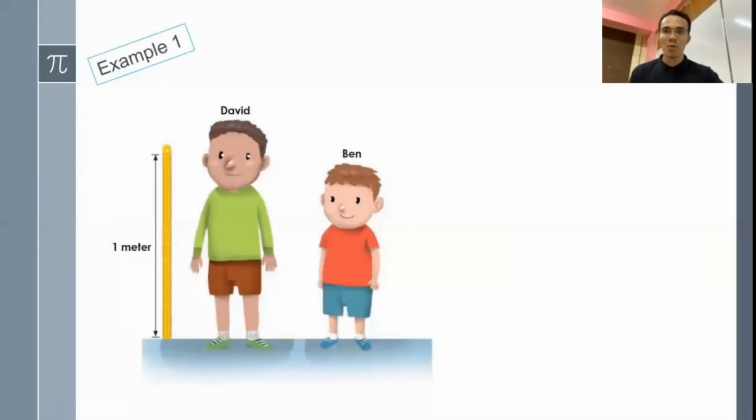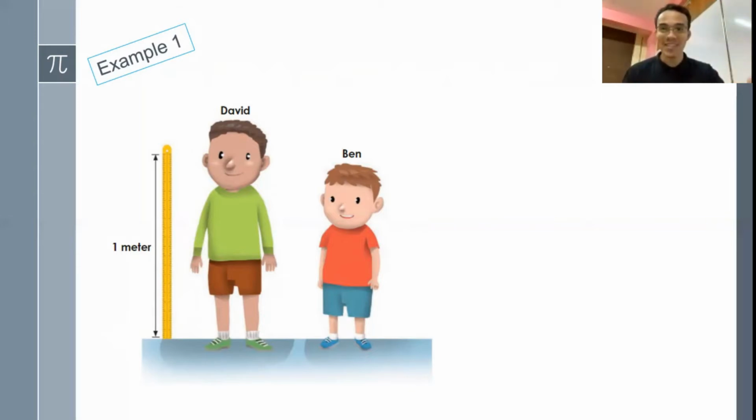Let's have example number 1. In the picture, there's David, there's also Ben, and there's a meter stick at the side. So we are going to determine the height of David, the height of Ben, based on the meter stick. So what do you observe, grade 2? I'm giving you 5 seconds to think about your answer. 1, 2, 3.